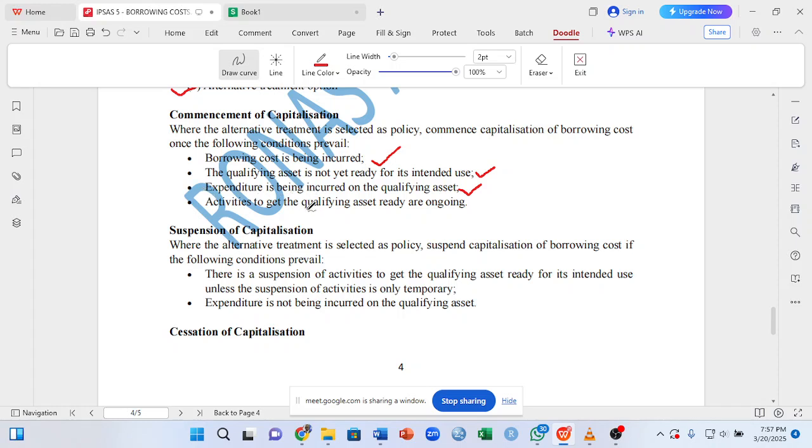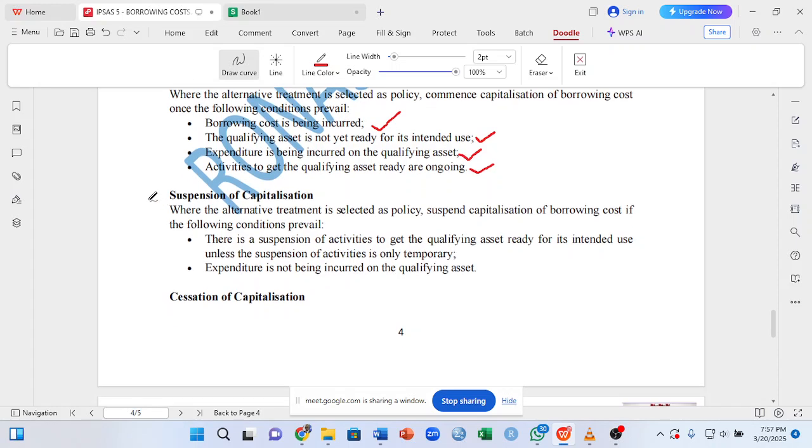Then the last one, activities to get the qualifying asset ready are ongoing. So any activities involved in getting your qualifying asset ready are in progress. So these are the four conditions you need to know under commencement. What about suspension? Suspension here means that you pause the capitalization for a period.